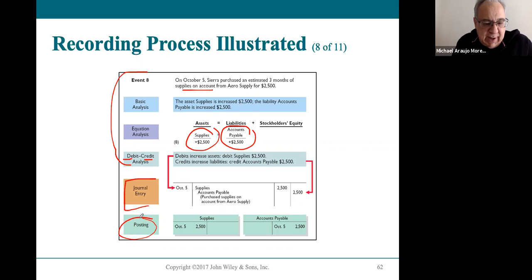We post them in their accounts. The supplies account has a debit of $2,500 from the journal, needs to be put into the supplies account in the ledger. This $2,500 credit to accounts payable needs to be put into its account in the ledger.